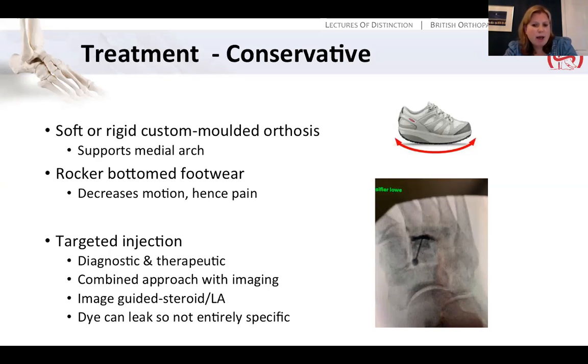So it's really a combined approach, basically using your clinical examination to see which joints are painful, using your imaging to see if that correlates, and then you can do the steroid injection in theater and identify the joint. So this one here is a second tarsometatarsal joint.